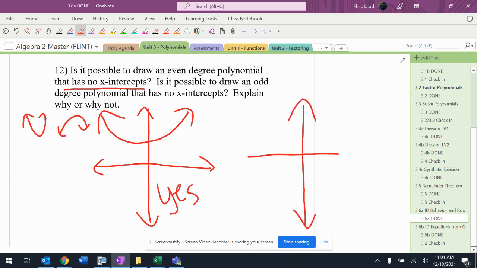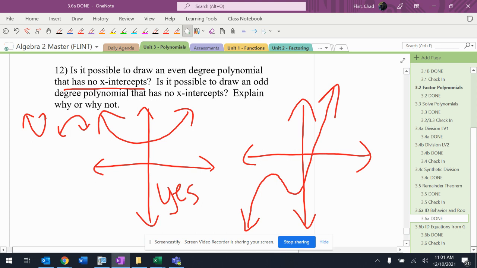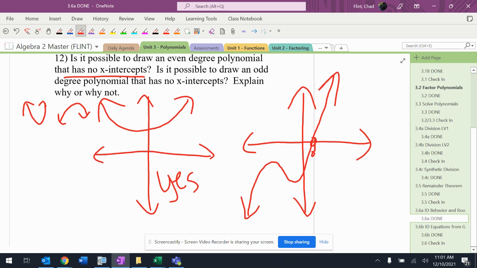If I have an odd one, all right, so I have an odd one. I'm going to put some typed out notes to explain why or why not. If I have an odd one, because the tails point in the opposite direction, if I start it here, even if I turn it around for a minute, it has to turn and go the other way because the tails have to go in opposite directions. So it doesn't matter what I do, it's always going to have at least one intercept. It's always going to have at least one. It's impossible to draw one that's not going to cross because if it's going to go from negative infinity to positive infinity, at some point it's going to have to cross the x-axis.